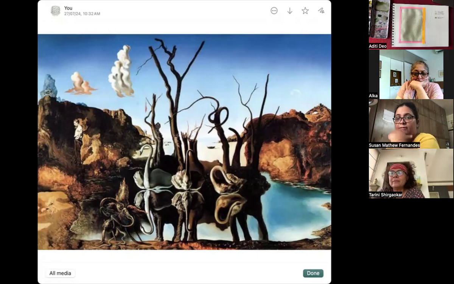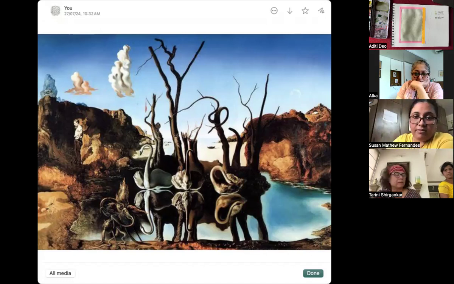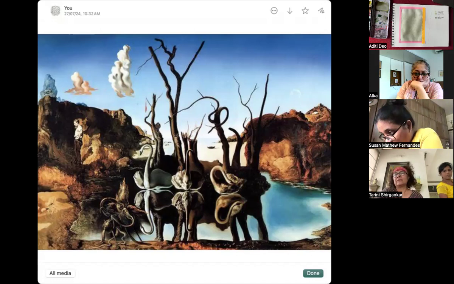I had got a print of this painting and I had framed it in our house because I just found it fascinating. What are the first things you see in the painting? I see elephants, and it seems like there's a reverse reflection of the elephants that turn into swans. Yes, the painting is called Swans Reflected as Elephants.